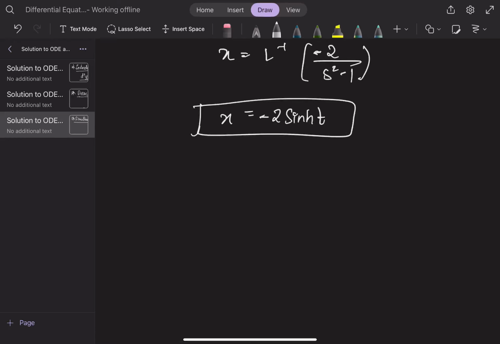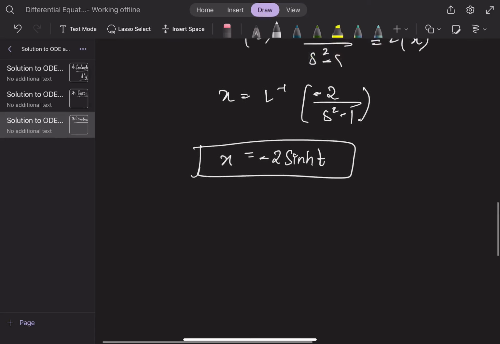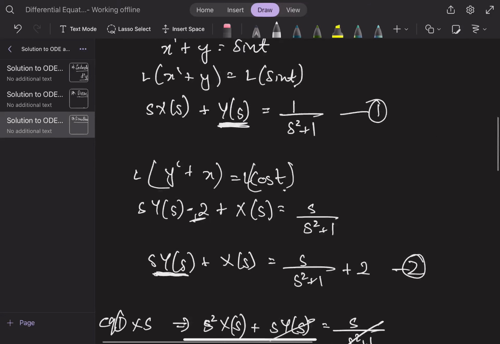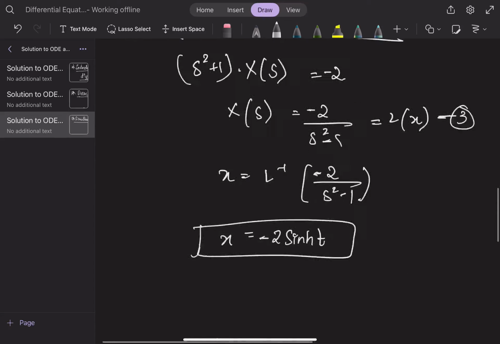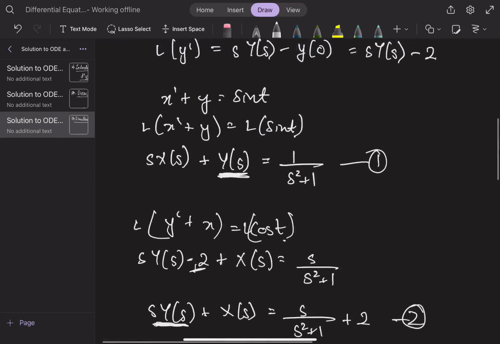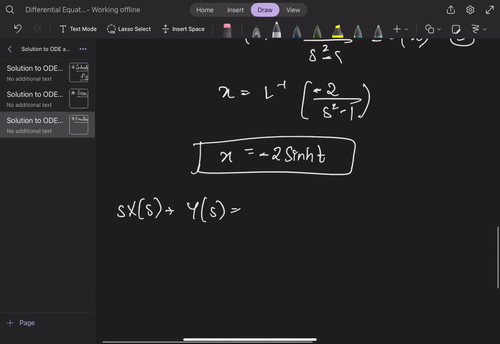So now that we found x, now we need to find y. What I'm going to do is I will take this as equation 3. So let's go back to equation 1. You have sX(s) plus Y(s) is equal to 1 upon s square plus 1.